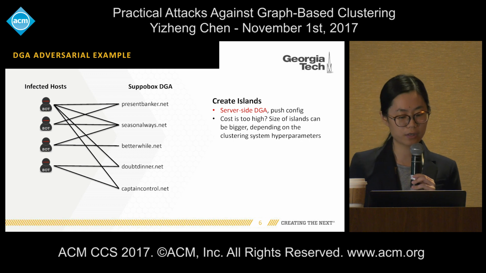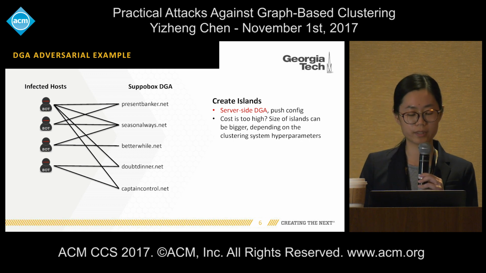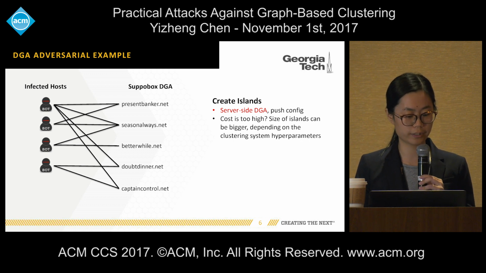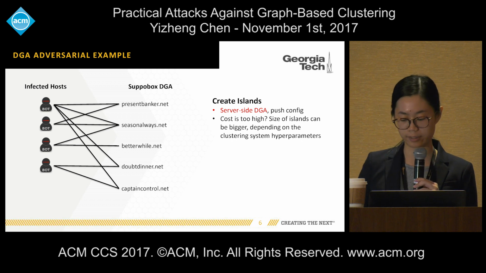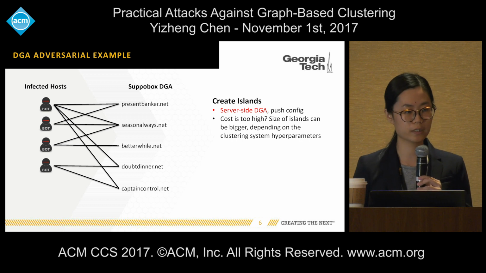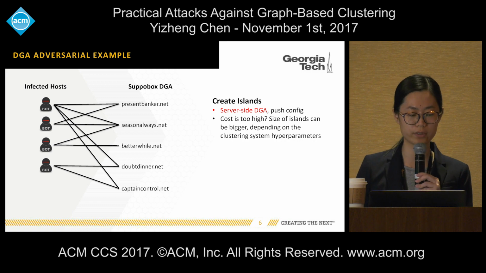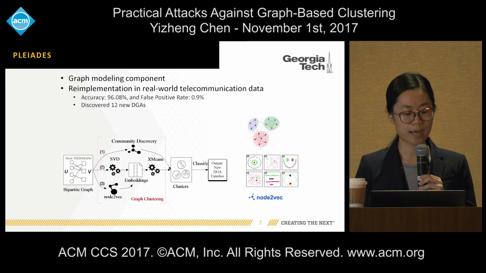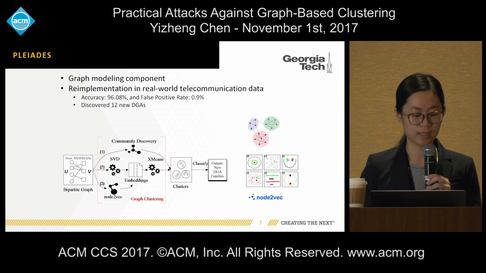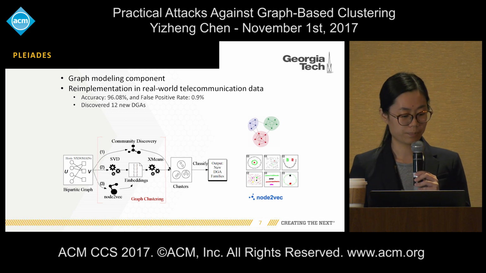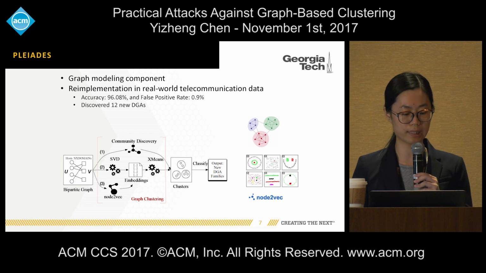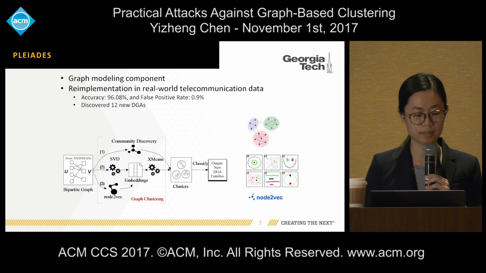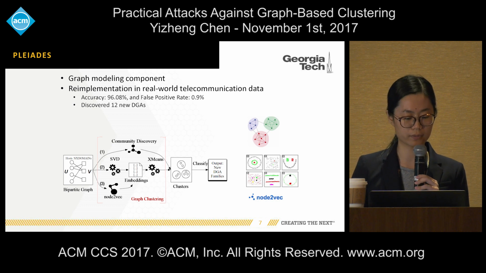Now, in order to figure out the details of what specific configurations to use for injecting noise and also separating the islands, we conducted our experiments on a state-of-the-art DGA detection system called Pleiades. Pleiades has a graph modeling component. The system takes the bipartite graph between hosts and the NXDomains they query as input, and then it does a variety of different levels of clustering.